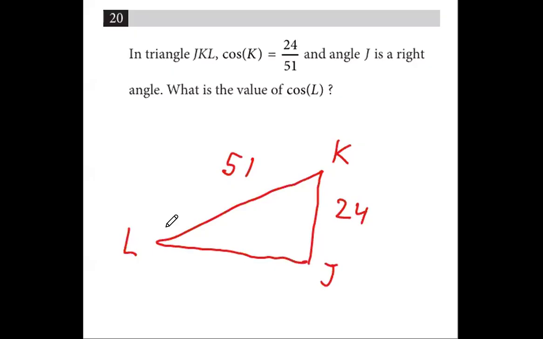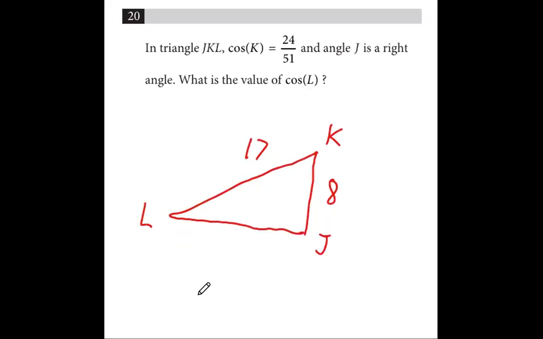Well, in this case, since they're not asking for the side length directly, but they're asking for cosine of it, we can simplify. So we can simplify the side lengths to find a scaled triangle that is smaller, so we have easier numbers to deal with. So in this case, both of these numbers can be divided by 3. So that would get us 24 divided by 3 is 8, and 51 divided by 3 gets us 17. And now to find the last side length, we just do a squared plus b squared equals c squared. So 8 squared plus b squared equals 17 squared.